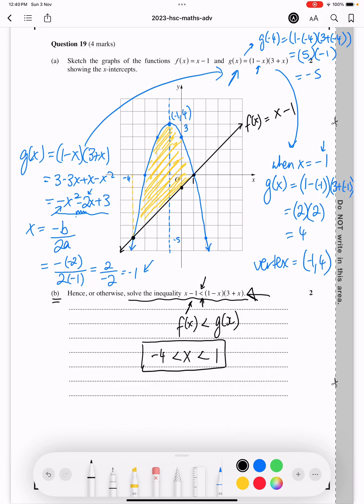All in all, for part A and part B, all of that working out and the graphing and all of those small details that we've paid attention to and included in our working out and in our graphs, that would give you the total 4 marks for this question.